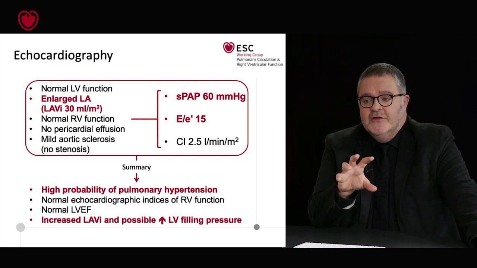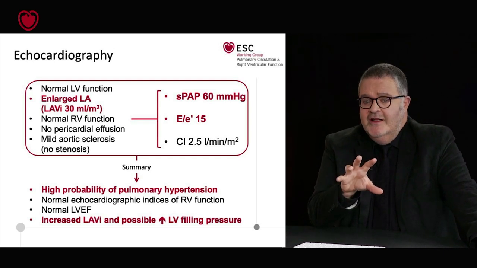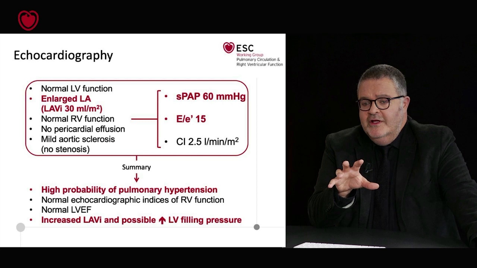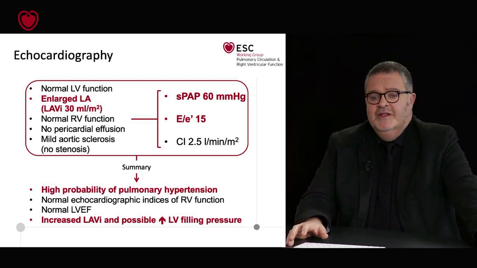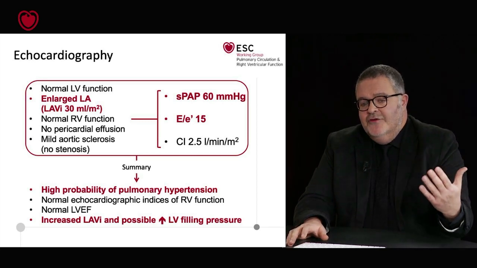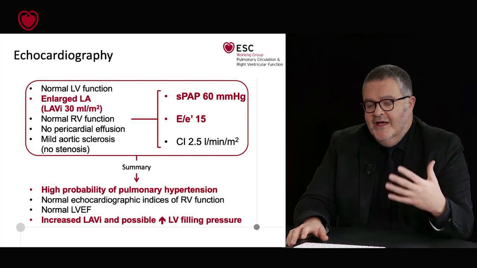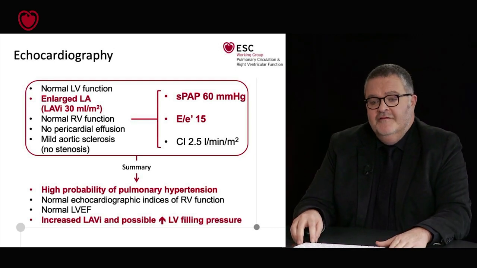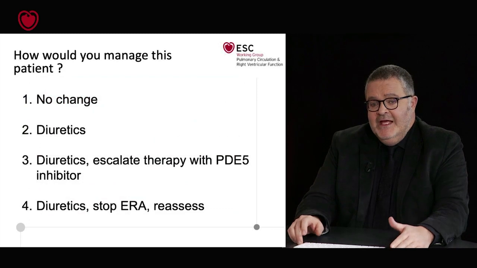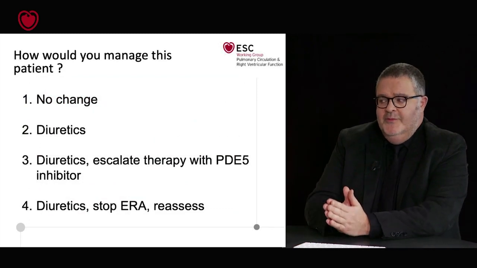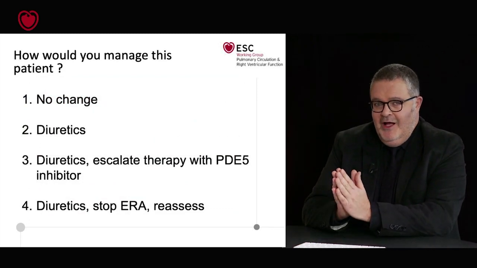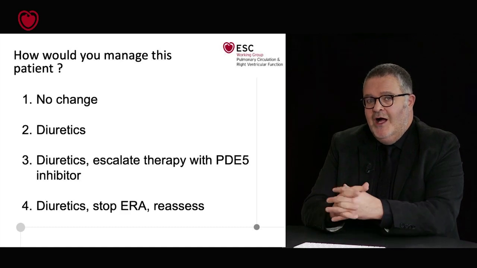And I'm putting here the summary from the echo examination, and this is something we really like to see. We like to see the sonographer telling us what is the echocardiographic probability of pulmonary hypertension. In this case, it was high. Normal index of RV function, normal LVEF, and signs of increased left atrial volume index and possible increased left ventricular filling pressures. Now, I would like you to help me to manage this patient appropriately, and I'm asking you, how would you do it?